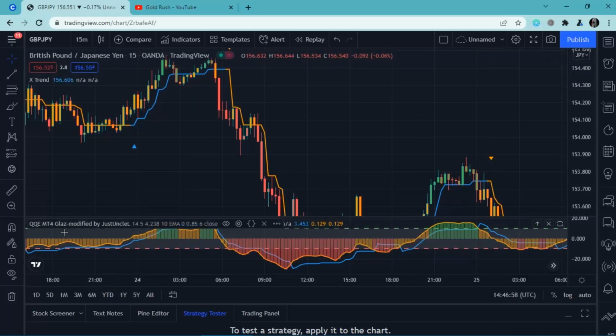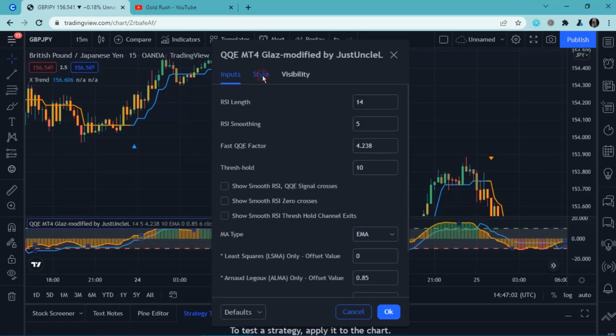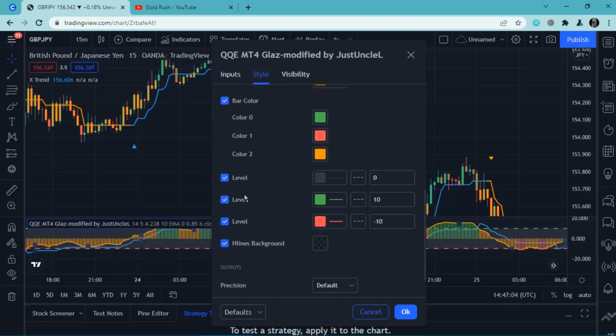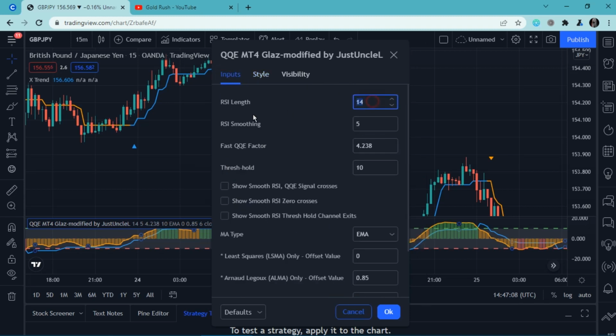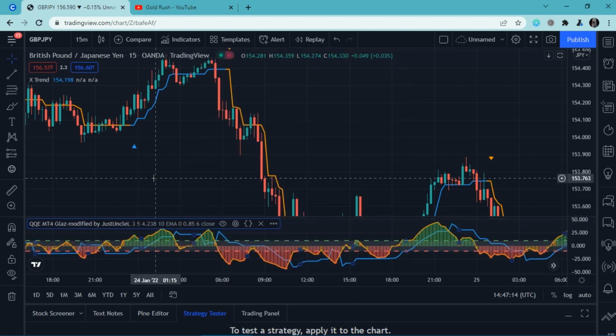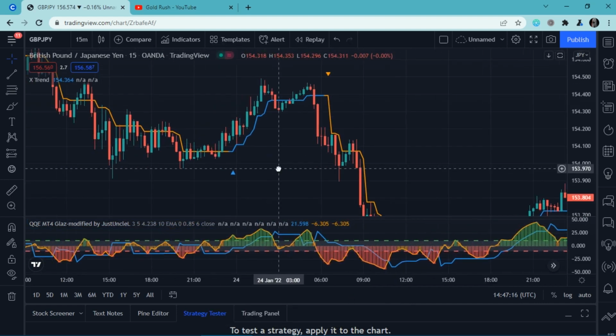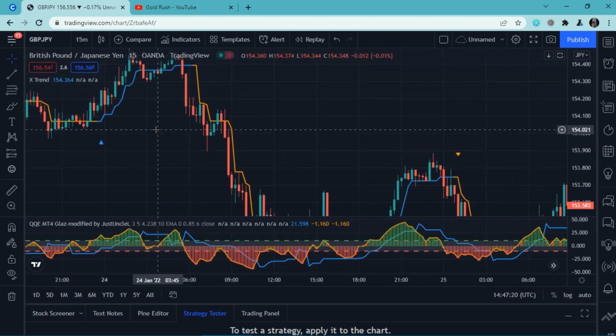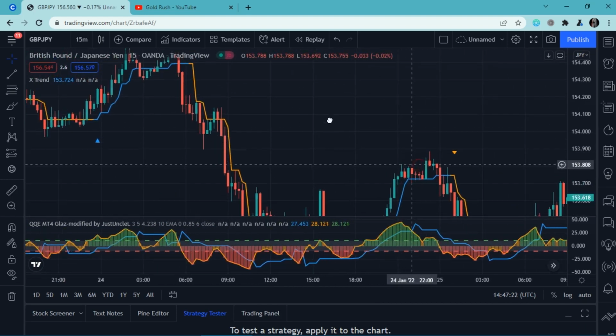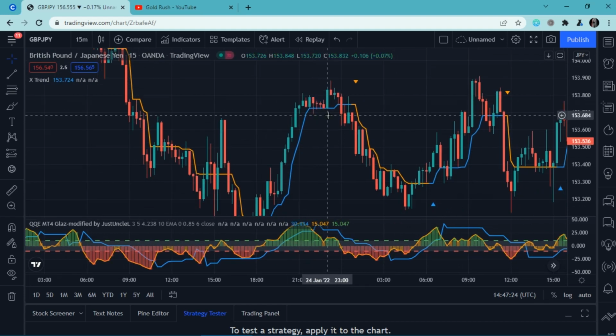So basically we just modify this a bit. First of all, we'll just go over and switch off bar color. Bar color should be off. And in your inputs, we change this from 14 to 3. From 14 we change it to 3. And basically your charts have been set up. Completely set up. Profits assured.